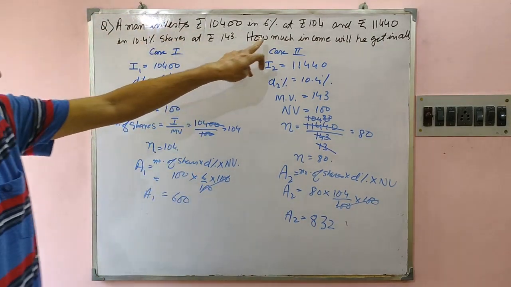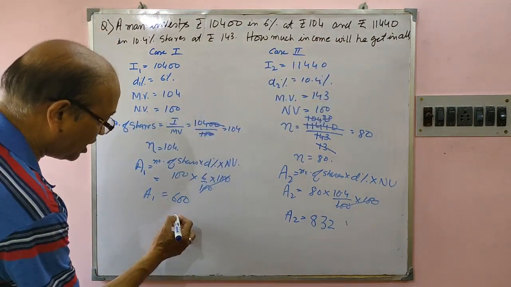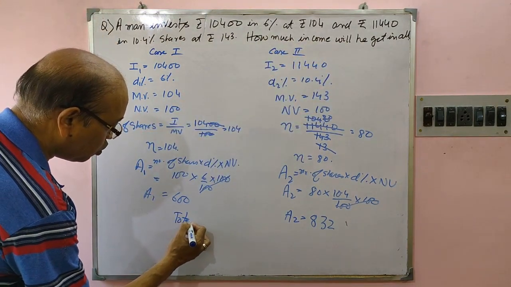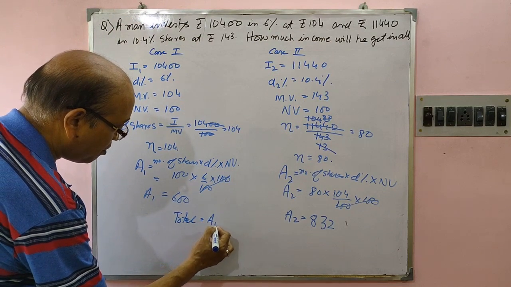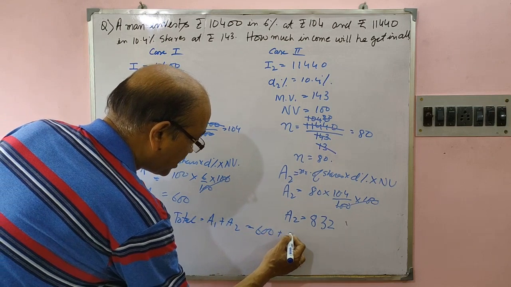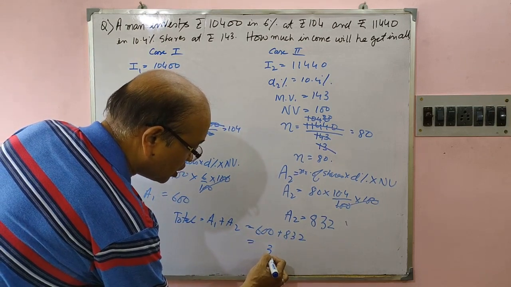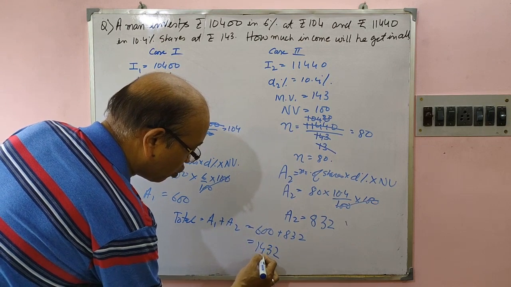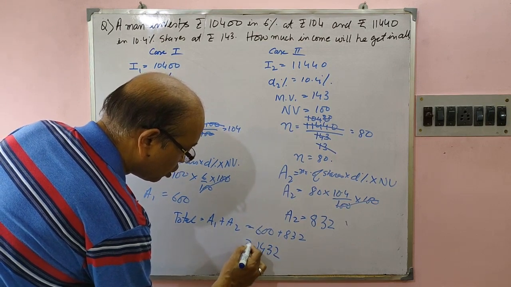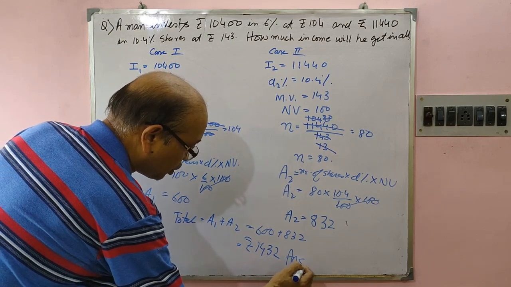Now we have to find how much total he will get. So total is equal to A1 plus A2, which is equal to 600 plus 832 is equal to 1432. Your answer is rupees 1432.